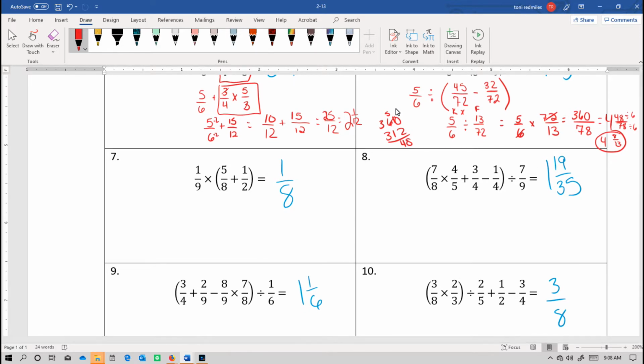All right, in this one I have to add first. So I need a common denominator, and that is going to be 8, which means multiplying this fraction by 4s. 5 plus 4 is 9 over 8 times 1/9. Okay, if you cross cancel, then you cross cancel these 9s, giving you 1 over 8. But if you don't, you just multiply across the top, 9 over 72. Well, 9 can go in both top and bottom, giving you 1/8.